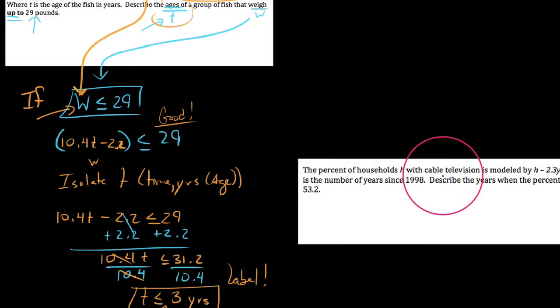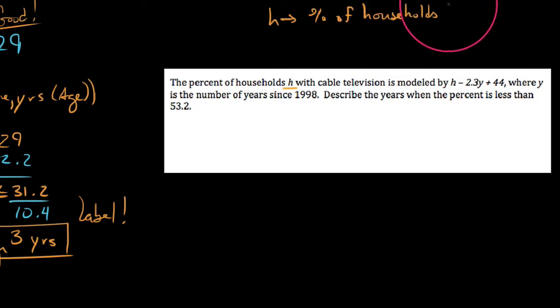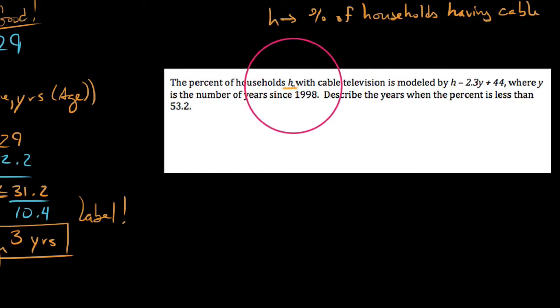Okay. So again, let's take a look at one more example here. It says the percentage of households H. So let's write this, percent of households having cable. Okay, so we'll write that down there. H is the percentage of households with cable. But we say it's modeled by this. We say H equals 2.3Y plus 44, where Y is the number of years since 1998.